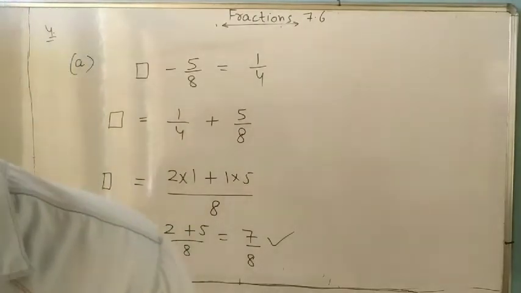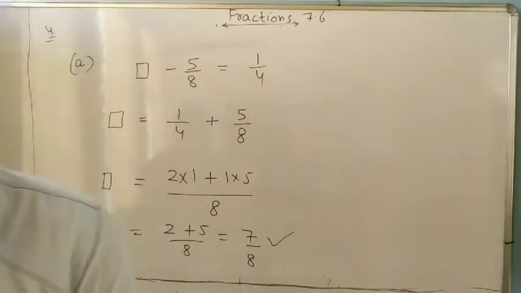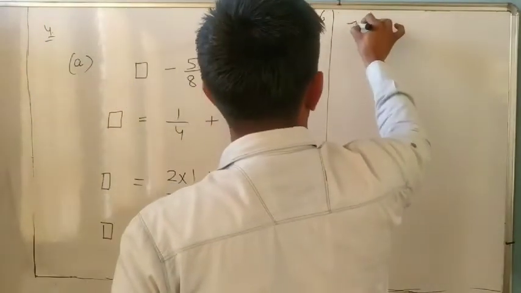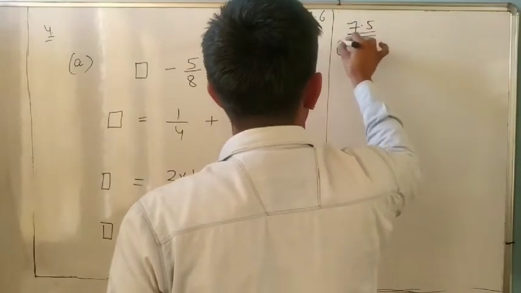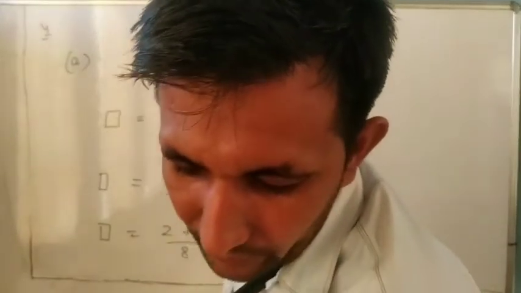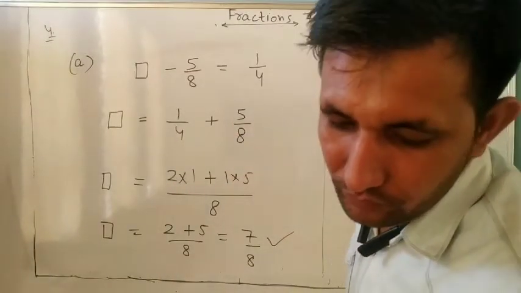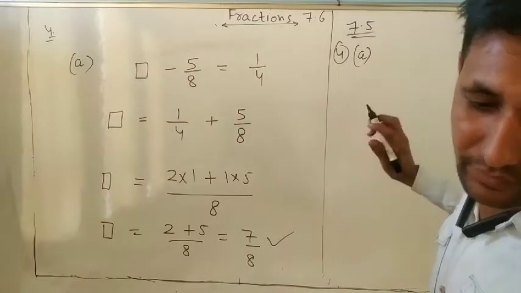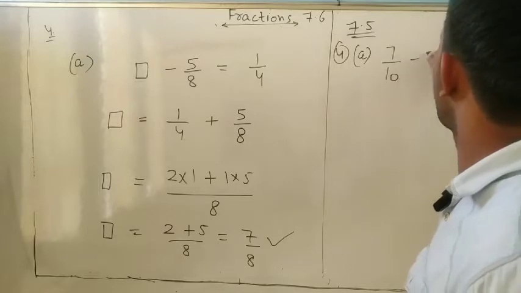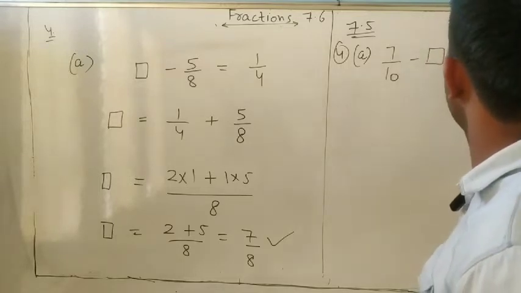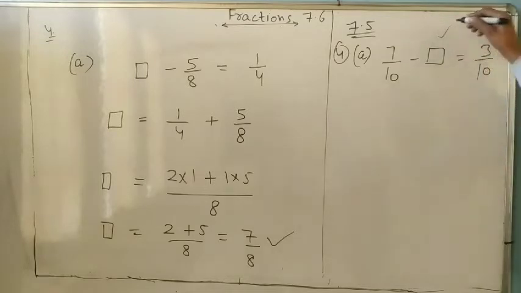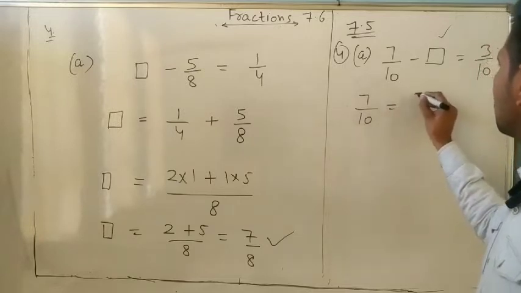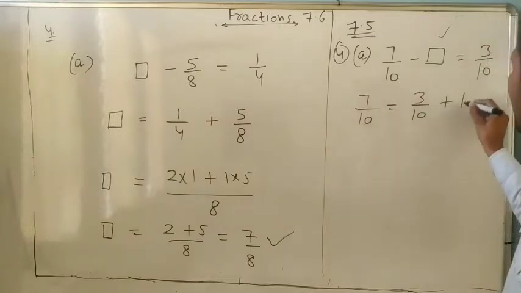In exercise 7.5, you remember we left question number 4. Suppose we are doing the A part. For the A part of question 4, it is 7 by 10 minus fill in the blank equal to 3 by 10. Yes, we want to find this value. So 7 by 10 equals 3 by 10 plus fill in the blank.